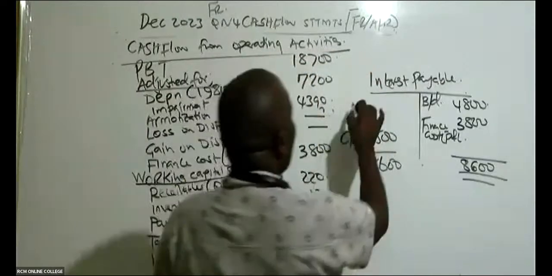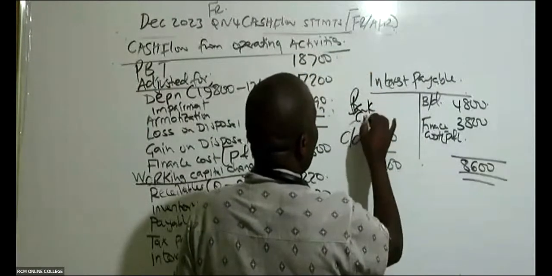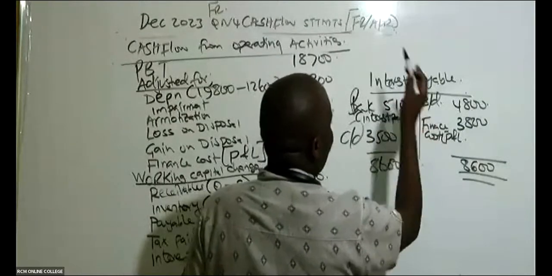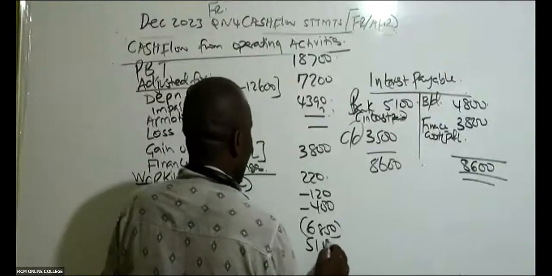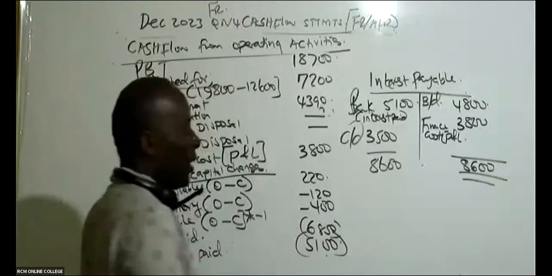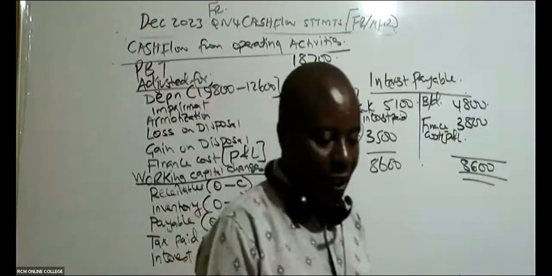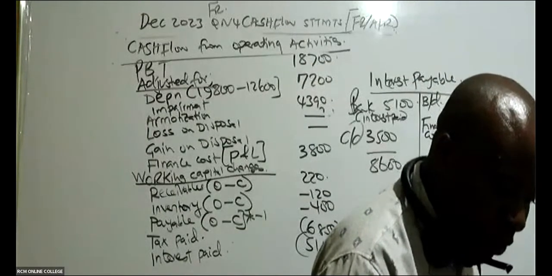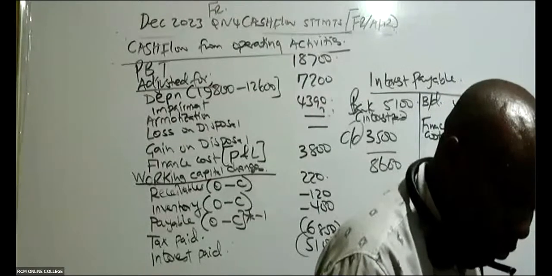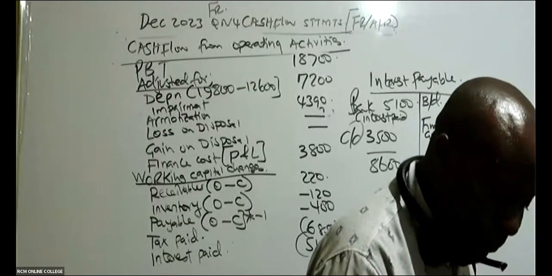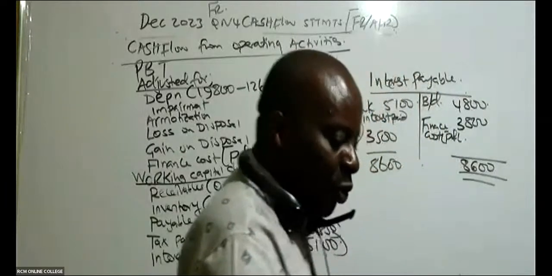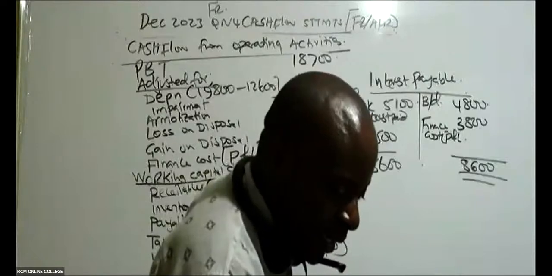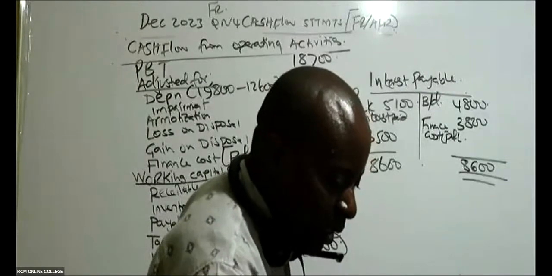So in this case here, bank with interest paid. Somebody is telling me it's 5,100. So interest paid is 5,100, like that. I'm being told here, interest paid is 5,100. All right. So do we have everything really there? Yeah, I think so.